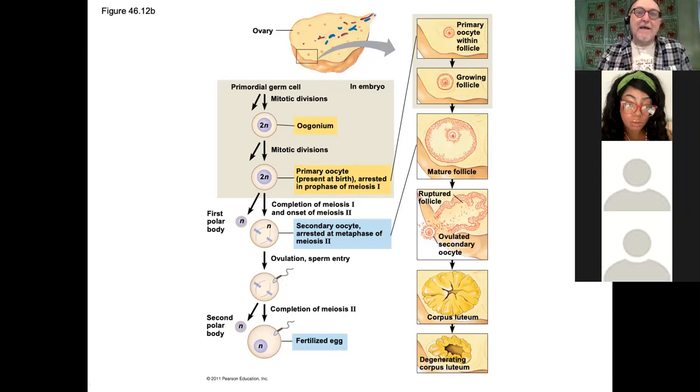The net result is that we end up with one large egg, and then three small polar bodies that have been spat out. Remember that there's one produced, another one produced here, okay? And this egg is haploid, obviously; fertilized by the sperm, it becomes diploid. But within minutes of fertilization, it completes its meiotic divisions. It's a very strange system. It goes partway through meiosis in the embryo, then they all just sit there and wait, and then only one of them, usually only one of them every 28 days in human beings, proceeds through the rest of meiosis and completes the meiotic divisions.